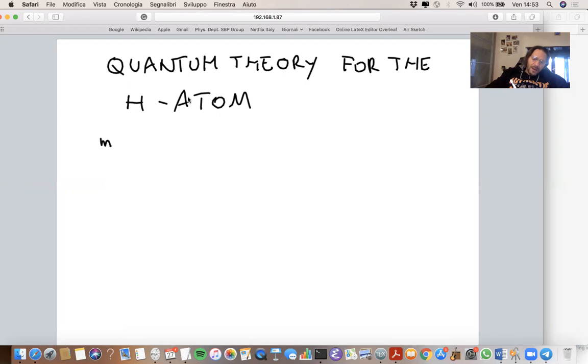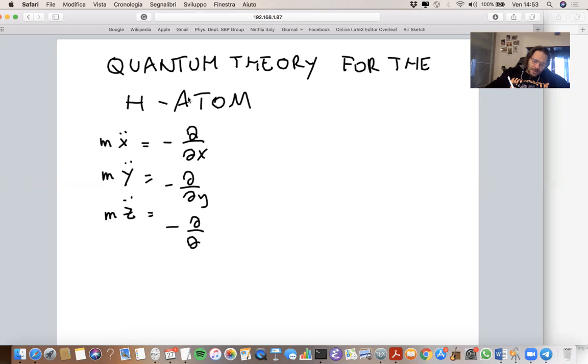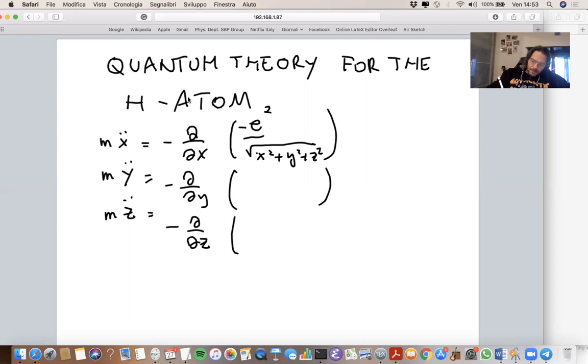And in principle, we would have had 3 Newton's equations, where, in principle, I would have had the gradient of the Coulomb potential with respect to each coordinate, and you would have had to solve this complicated set of coupled differential equations, and we decided that this was far too hard, and there was no way we could do it analytically.